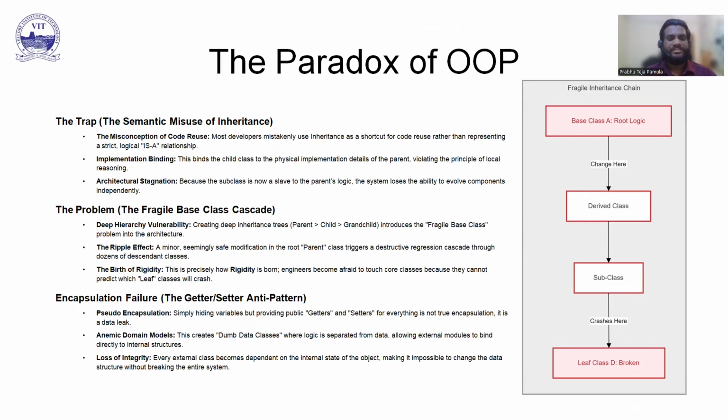Encapsulation failure, the getters and setters anti-pattern. Pseudo encapsulation: simply hiding variables but providing public getters and setters for everything is not true encapsulation. It is a data leak. Anemic domain models: this creates dumb data classes where logic is separated from data, allowing external modules to bind directly into internal structures. The loss of integrity: every external class becomes dependent on the internal state of the object, making it impossible to change the data structure without breaking the entire system.